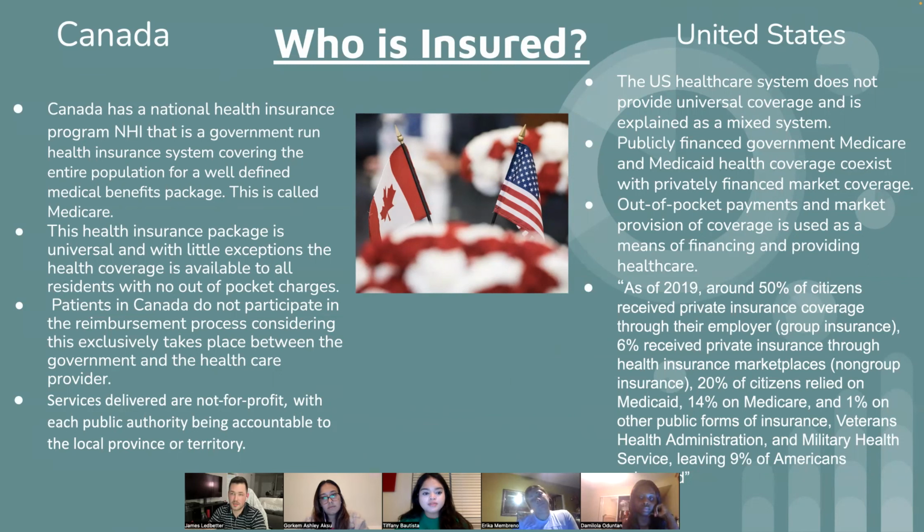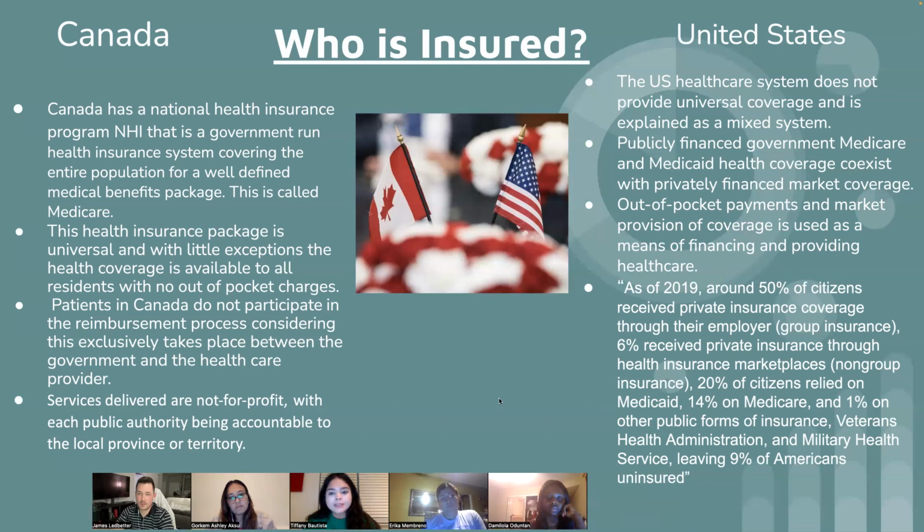For the United States, the US healthcare system does not provide universal coverage and is described as a mixed system. Publicly financed government coverage, Medicare and Medicaid, coexists with privately financed market coverage. Out-of-pocket payments and market provision of coverage are used as a means of financing and providing healthcare.